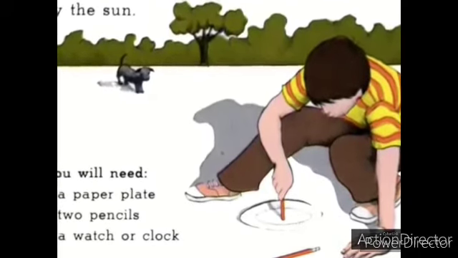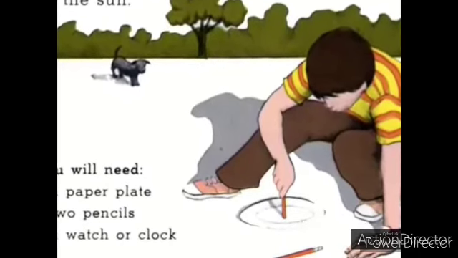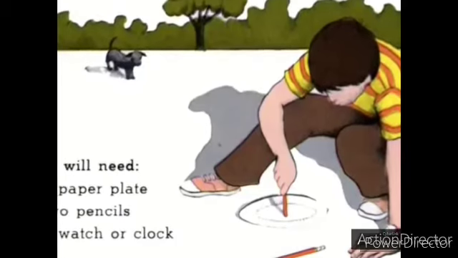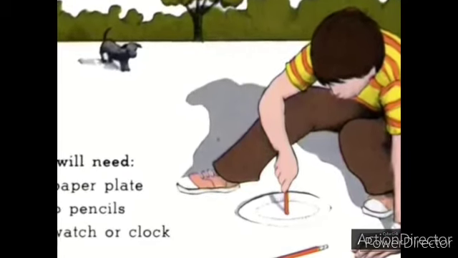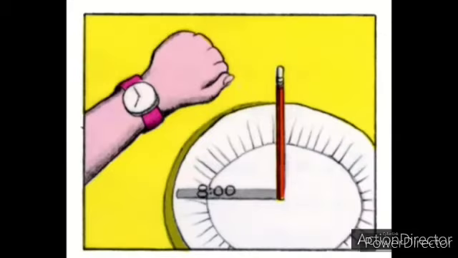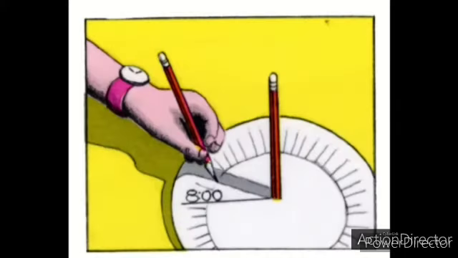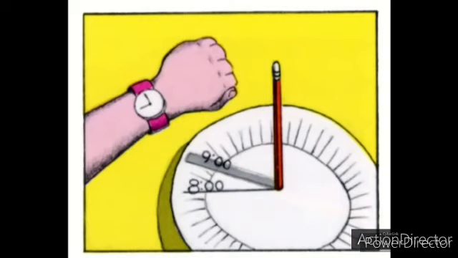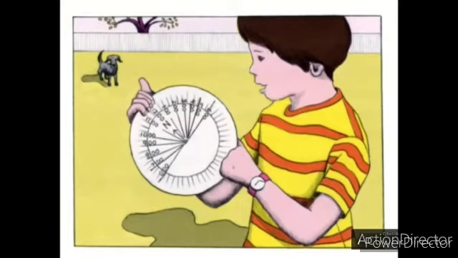Here is an easy way that you can tell time by the sun. You will need a paper plate, 2 pencils, and a watch or clock. Put the paper plate on the ground with the pencil in the middle. Draw a line along the shadow and write down the time. Look at the paper plate again in an hour. Did the shadow move? Draw a new line. At the end of the day, you will have a sun clock.